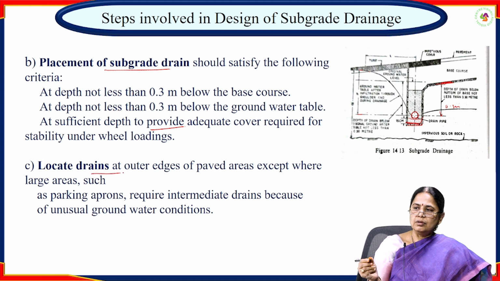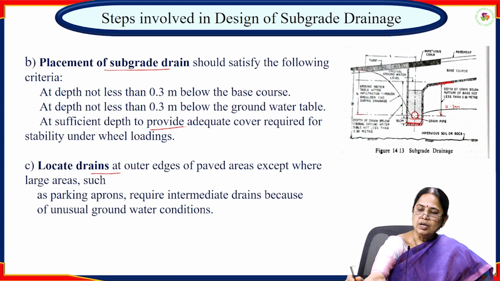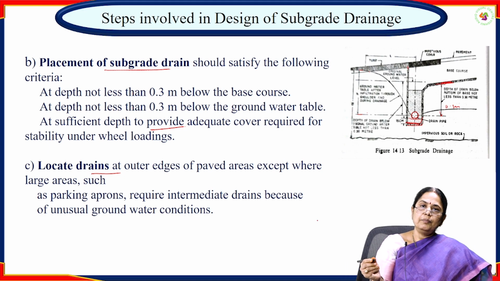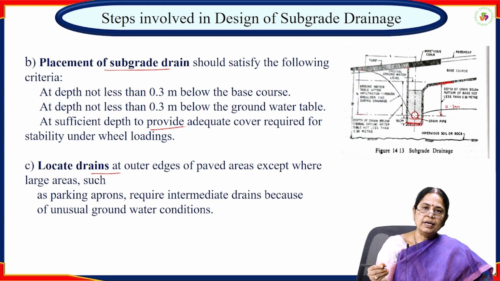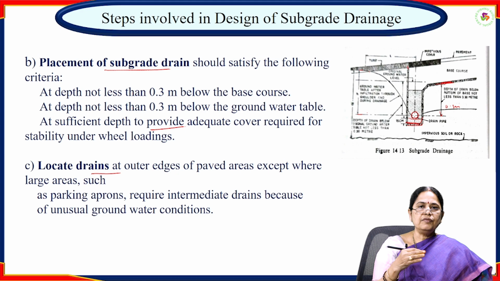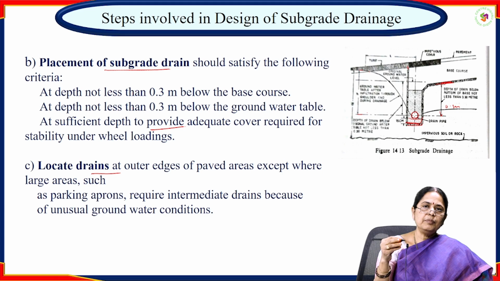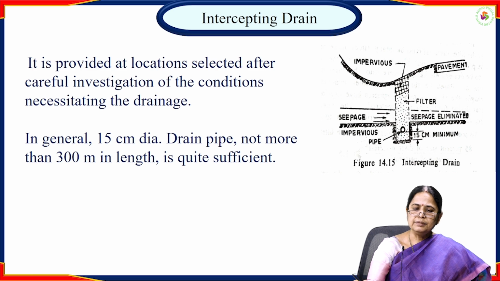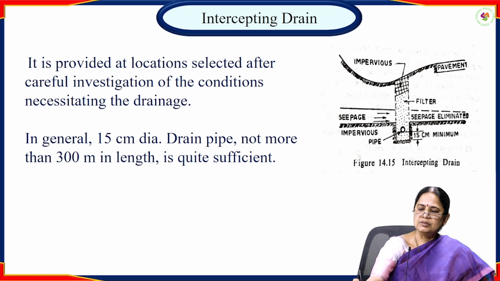Locate drains at the outer edge of the paved areas, except if large areas like parking aprons or any big areas are covered with an impervious layer, then we have to provide intermediate drains in between the paved areas. Next, intercepting drain. This drain is placed where the seepage is more.